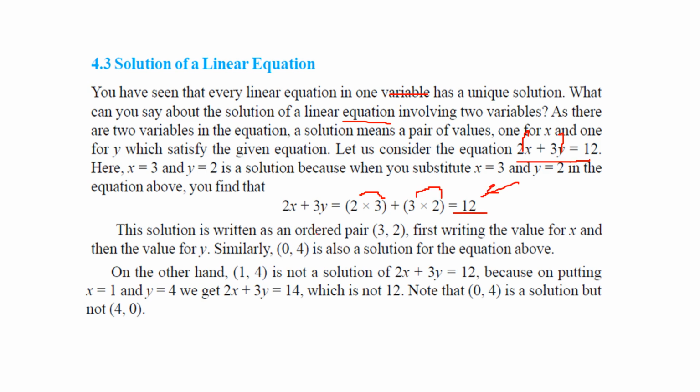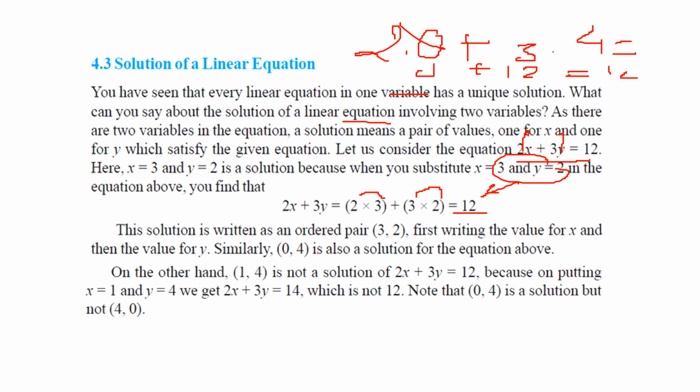But if you put x equal to 0 and in the place of y you put 4, what do you get? 2 into 0 is 0, 3 into 4 is 12. So it is equal to 12. So you are getting two solutions here, 3, 2 and 0, 4. And if you put 1 and 4 here, you don't get the solution, because 2 into 1 is 2 and plus 3 into 4 is 12, 12 plus 2 is 14. So that is not a solution. So x equal to 1 and y equal to 4 is not a solution, but 0, 4 is a solution.